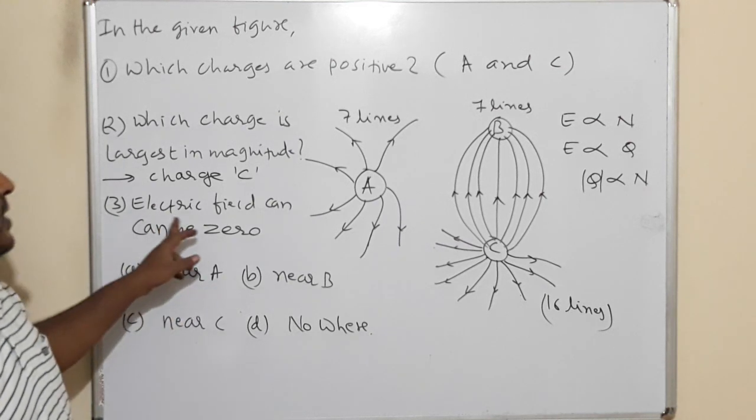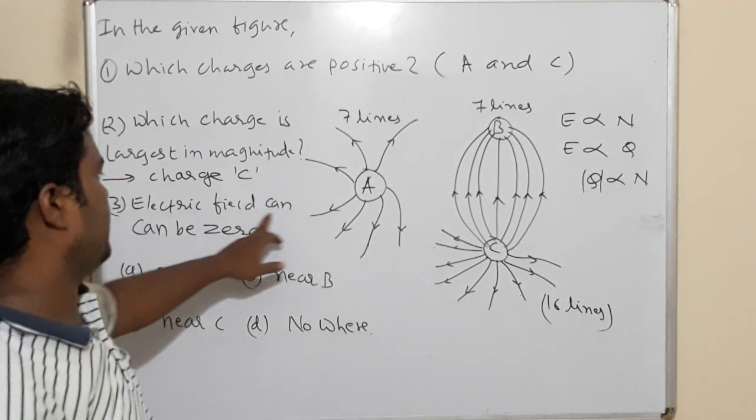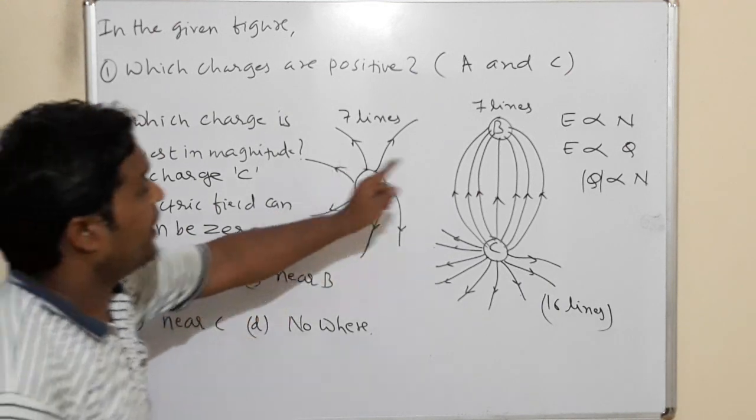Okay, now I want to answer the third question. What is the third question? You see, electric field can be zero. Where can the field be zero?